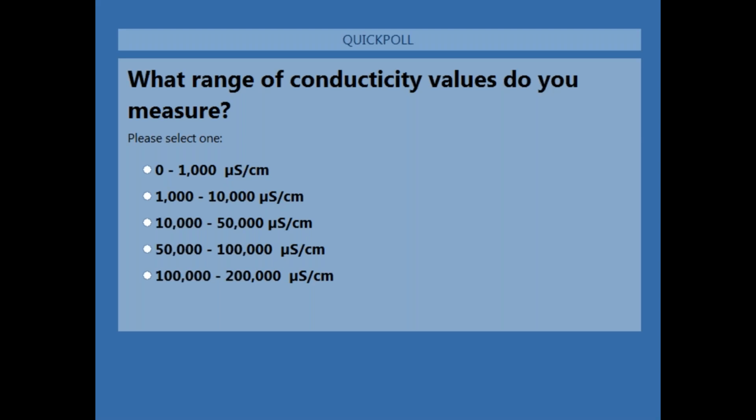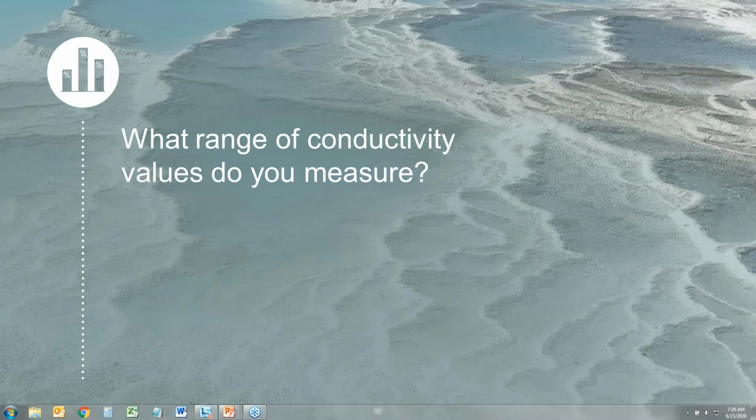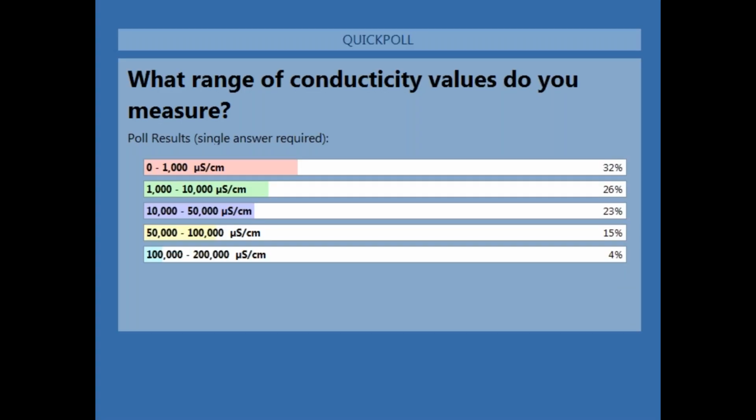Okay, so I can see the results here, and it looks like the poll is closed. Hopefully attendees are viewing the results, and it looks like we have a little bit of everyone here, which is great. A lot in the 0 to 1,000 microsiemens range, which typically is fresh water actually, but a nice even spread through the ranges in conductivity, at least in natural waters.